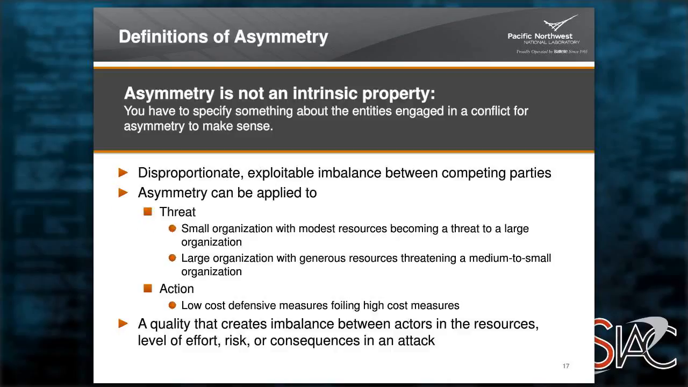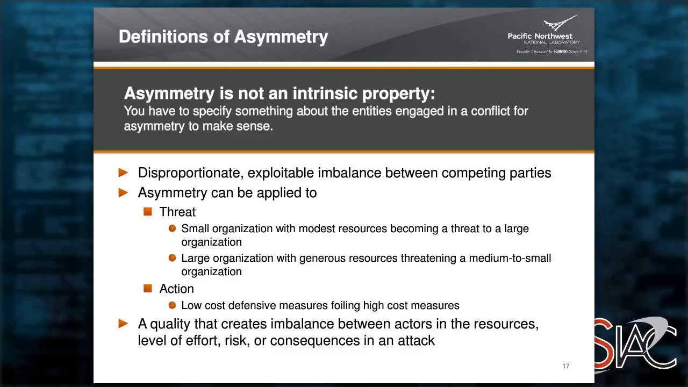So, as we think through the different aspects of this, like I said, we've hosted some meetings and workshops on asymmetry. And the one thing that keeps coming back over and over is that asymmetry is not an intrinsic property. You cannot just look at an infrastructure or a simple resilience scheme and tell us whether that shifts the asymmetric advantage. You have to talk about, in some way, the different entities engaged in the conflict before the word asymmetry has meaning that makes sense. I think a lot of folks kind of know it when they see it, but we need to quantify it in order to do something specific around it.